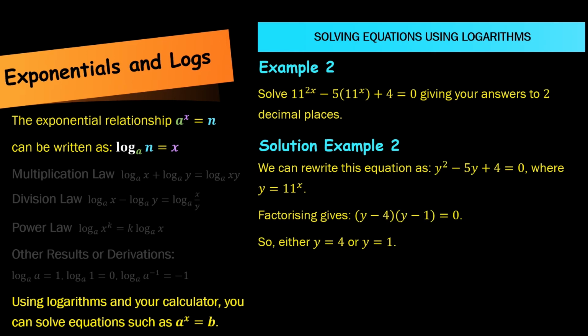So either y equals 4 or y equals 1. If y equals 4, then 11 to the power x equals 4. Our colour coding will allow us to see that a equals 11, x in green is as it is, and n is equal to 4. And this allows us to convert to logs. So x equals log 4 base 11, which when plugged into your calculator gives x equals 0.58.